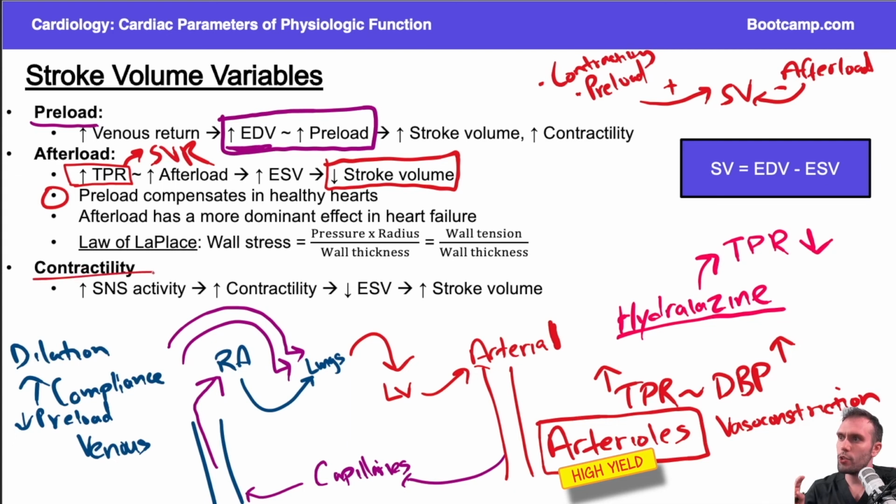Okay, so when we talk about contractility, a lot of questions are written about digoxin, which is typically given if a patient has left ventricular systolic dysfunction. In other words, they have reduced contractility. So we give it to increase the contractility.